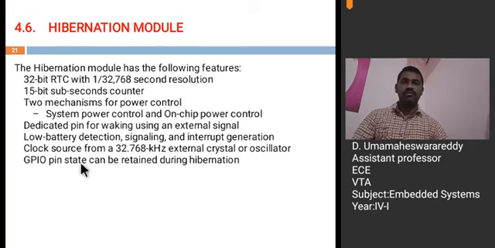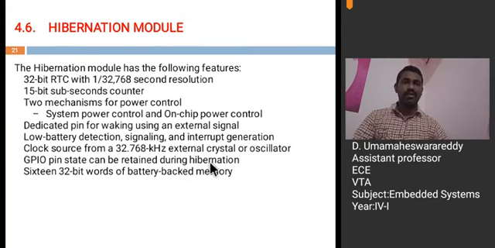Next, GPIO pin state can be retained during hibernation here, and it has 16 32-bit words of battery backup memory. How much memory does it have? It has 16 32-bit words of memory. In that memory, you can save data, and this memory is battery backed. That means this memory will retain the data if there is supply in the battery.